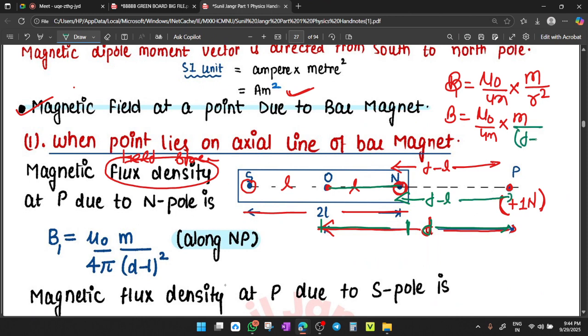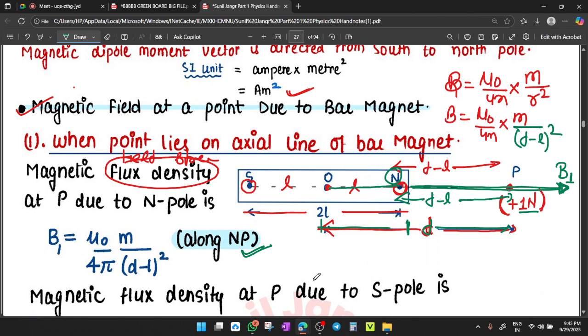So you can put here D minus L whole square. So this is the first magnetic field intensity, and it is acting along N to P, means in the forward direction. Why? Because this is the north pole and this is the unit north pole. So north and north will repel each other. So B1 is acting towards the forward direction. Agree?